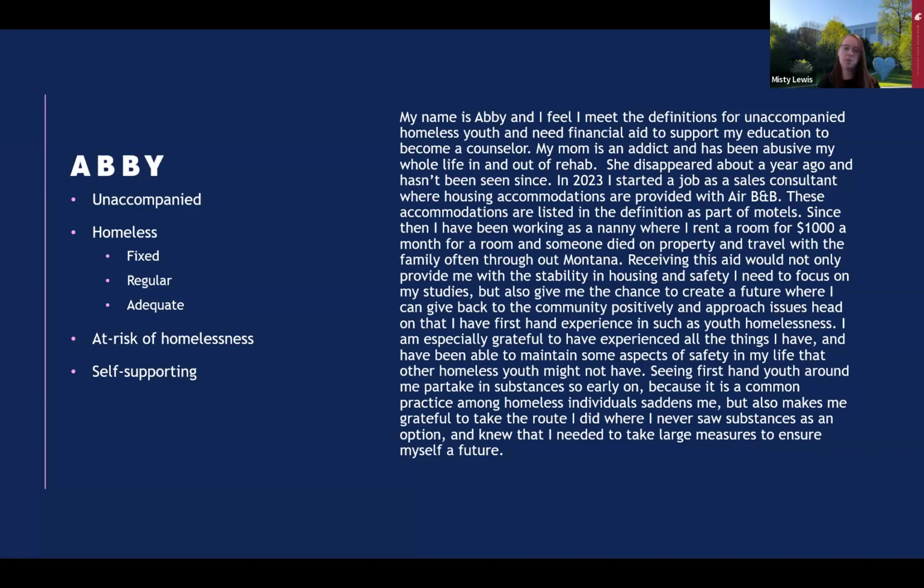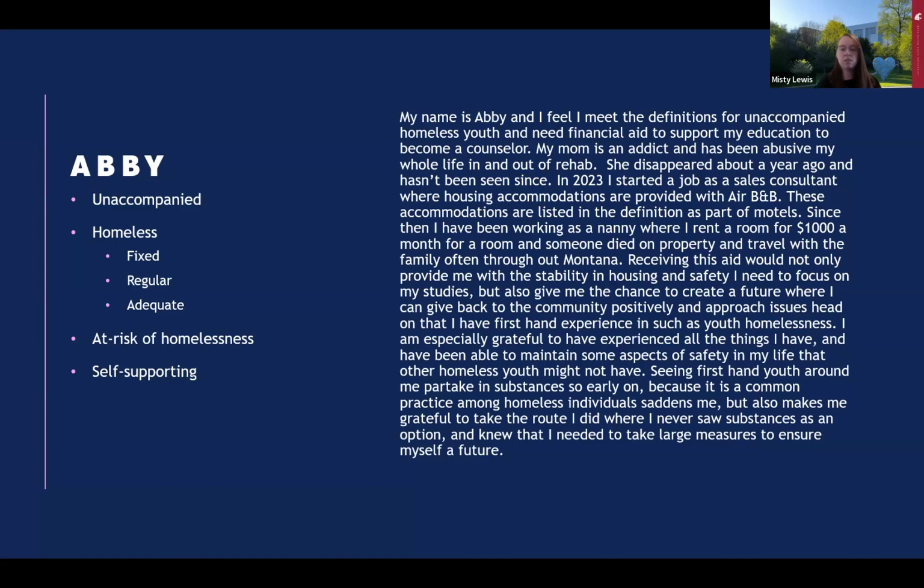Receiving this aid would not only provide me with the stability, housing and safety I need to focus on my studies, but also give me a chance to create a future where I can give back to the community positively and approach issues head on that I have firsthand experience in, such as homeless youth. I am especially grateful to have experienced all the things I have and have been able to maintain some aspects of safety in my life that other homeless youth might not have.